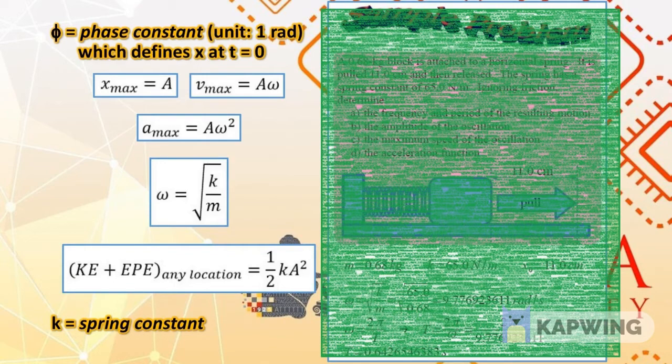Now, specific to spring motion, you have the following equations. The angular frequency is equal to the square root of k over m, where k is the spring constant of the spring. And the total mechanical energy at any position in the motion is always equal to 1/2 k A squared.